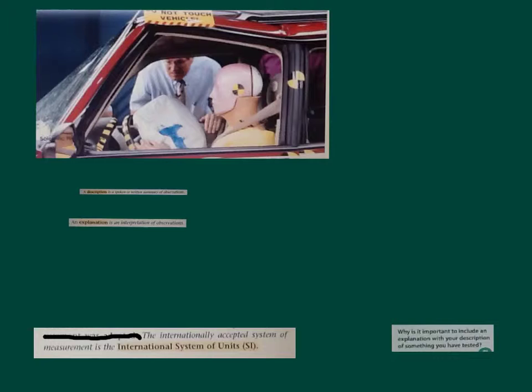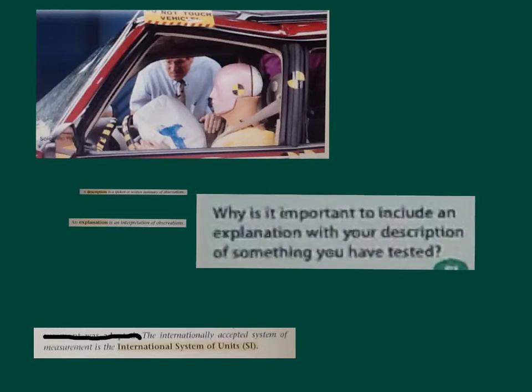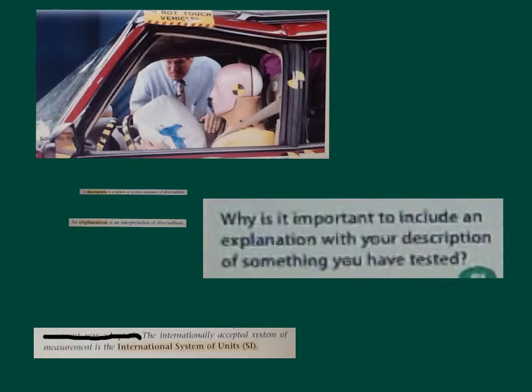I want you to notice the question that I'm going to ask you. Okay? Make sure you're writing this in your science journal and answering this one. The question is, why is it important to include an explanation with your description of something you have tested? Okay, we're going to need that answer, so make sure that if you don't understand some of the things we've talked about, you go back and listen to it again and then answer this question. But this question needs to be answered in your science journal.